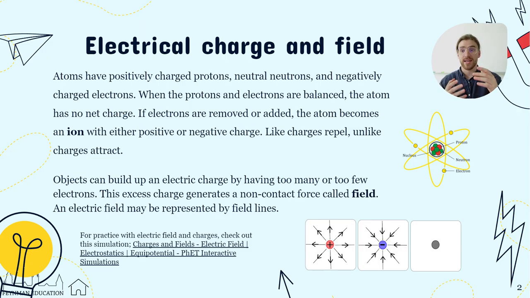Now, when an object builds up a charge, it is going to form a non-contact force called a field, or an electric field. This electric field is going to act like a sort of magnet in a way, where like charges repel and opposite charges attract one another. In this diagram here, we can see that the field lines move away from a positively charged object, or a positively charged atom, and towards negatively charged atoms.